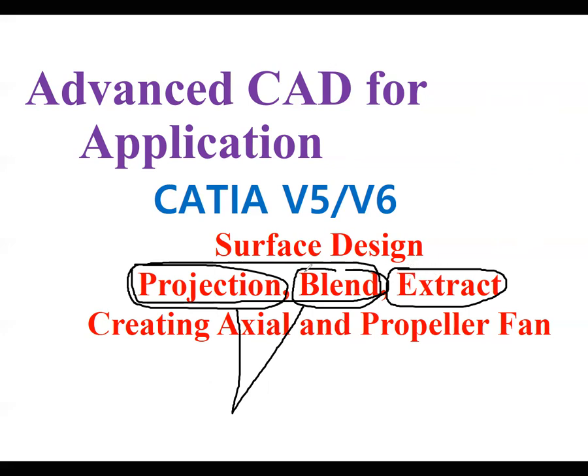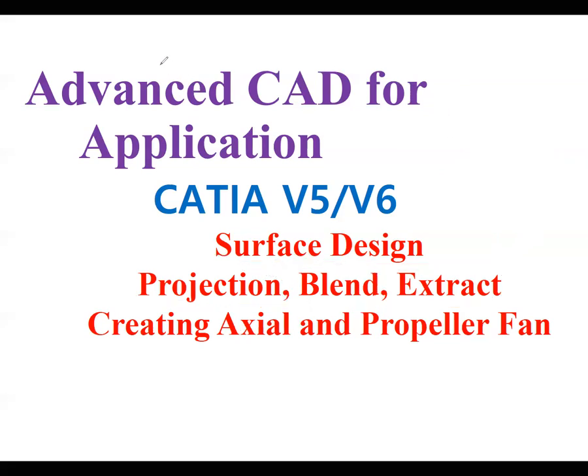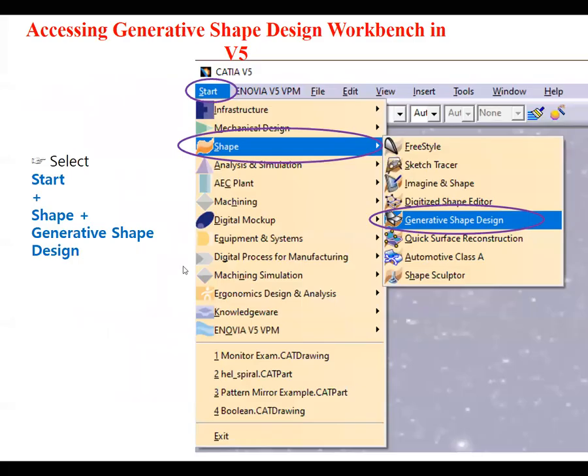But if you want to do everything completely in generative shape design, we have to use these three tools: projection plus blend plus extract. I mean complete generative shape design for the fan, without going to part design again. Yes, this is how to work with these tools.